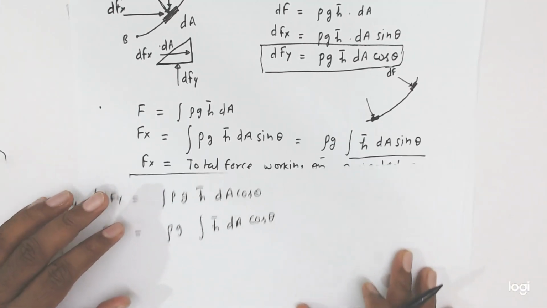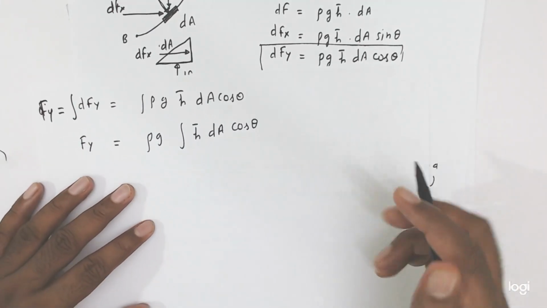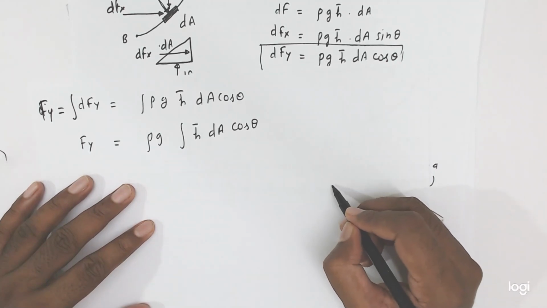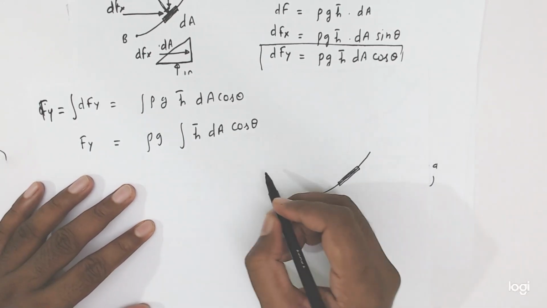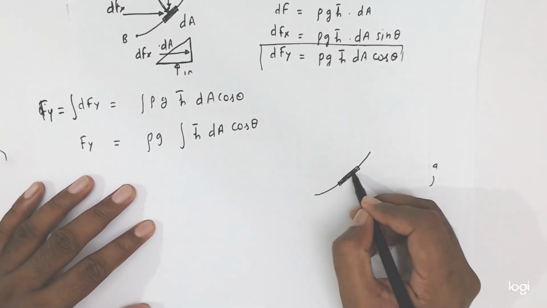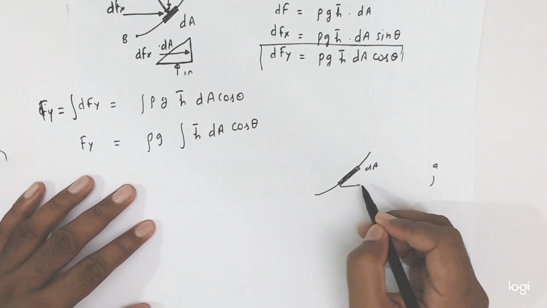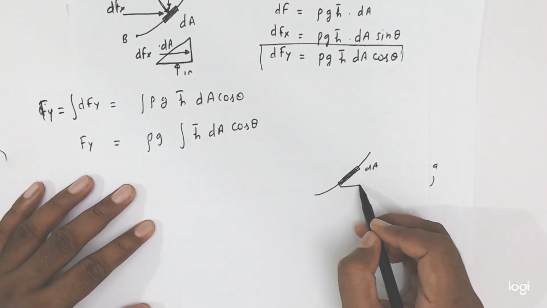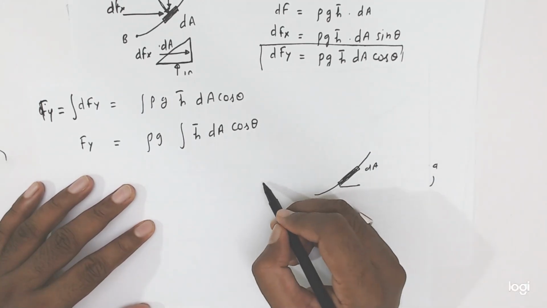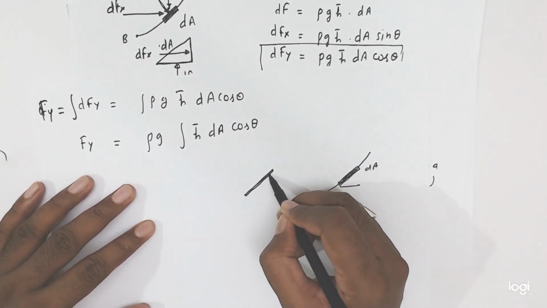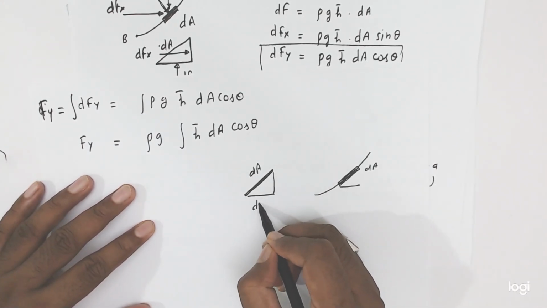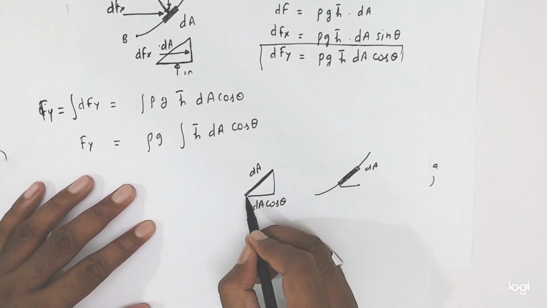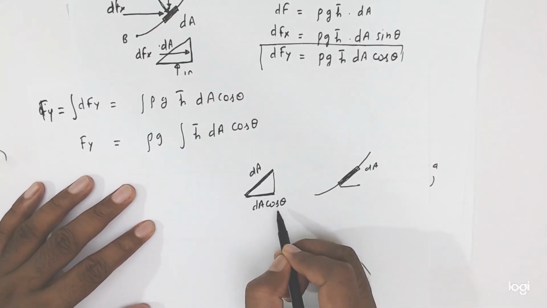Okay friends, now you see here, this is the small element dA. If you see here, this is the area dA, and this is the vertical dA cos theta. Okay friends, we are considering for vertical force this area dA cos theta.